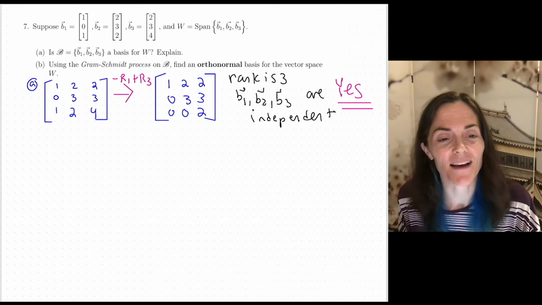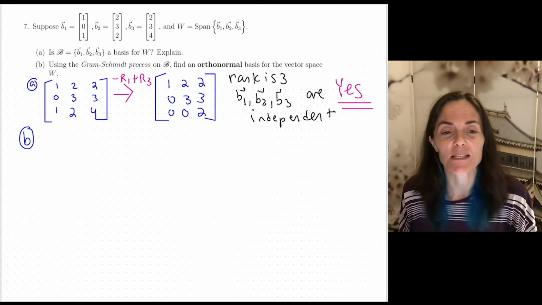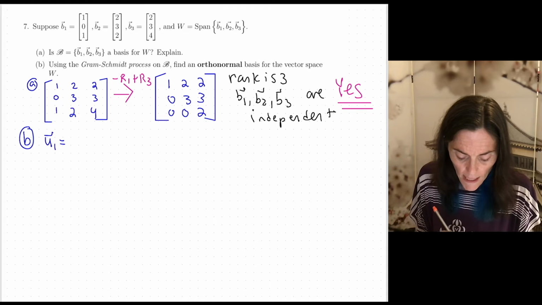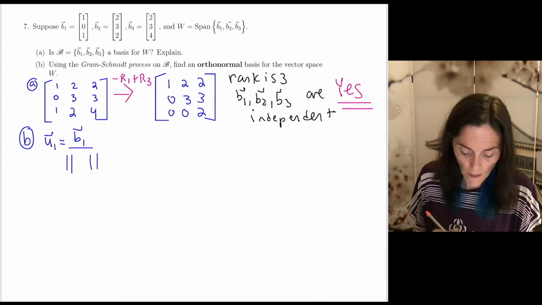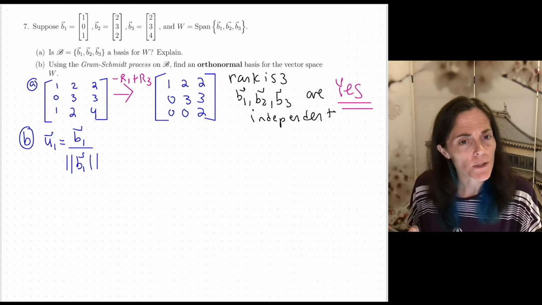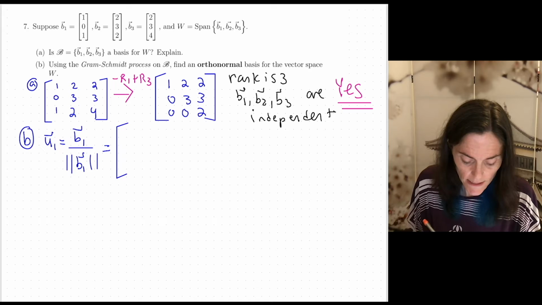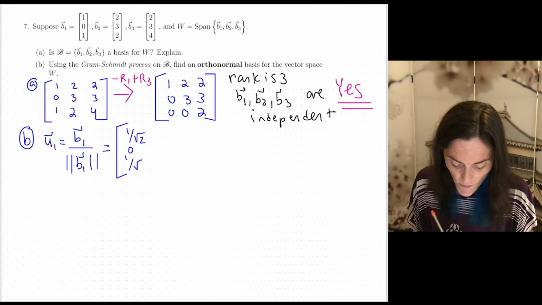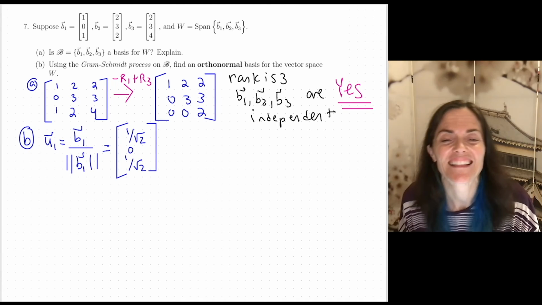Okay, but here comes the fun. We have 7B. We want to perform the Gram-Schmidt process on this basis. So the first vector, U1, we take B1 and divide by its length. As we were discussing in class, this is the simplest one to calculate. You notice that this has length square root of 2. So I can just take 1 over the square root of 2, 0, and 1 over the square root of 2. Very nice. This is my first vector in my orthonormal basis.